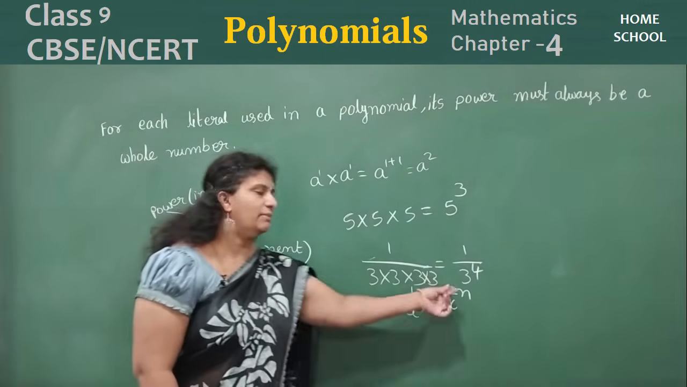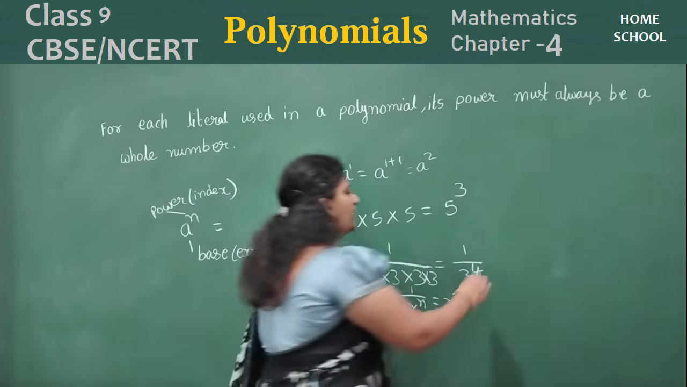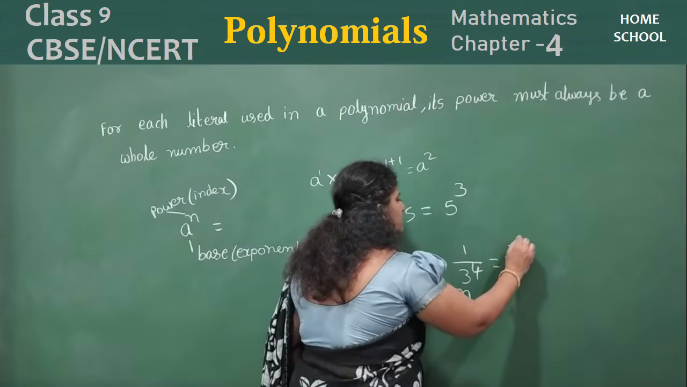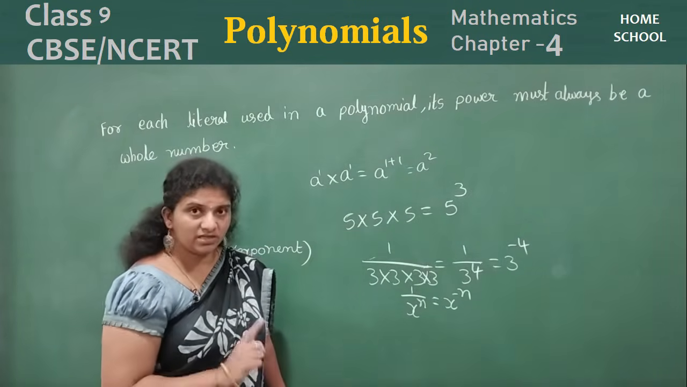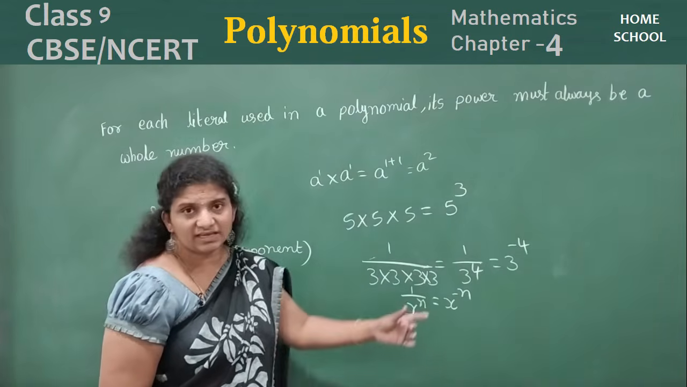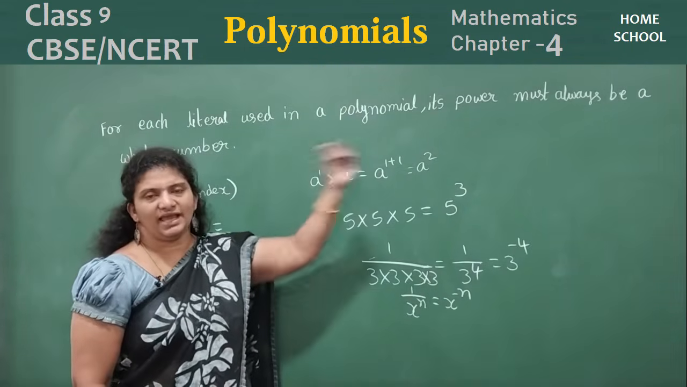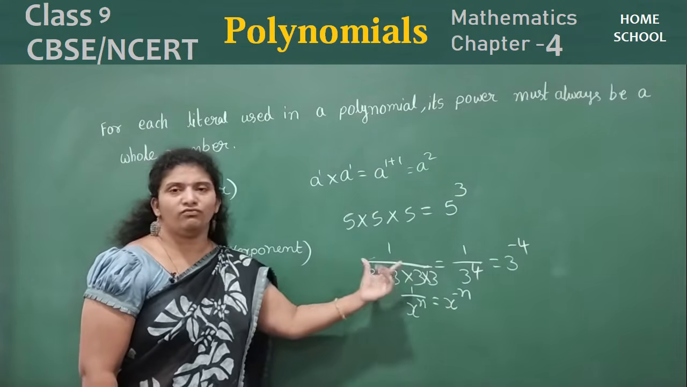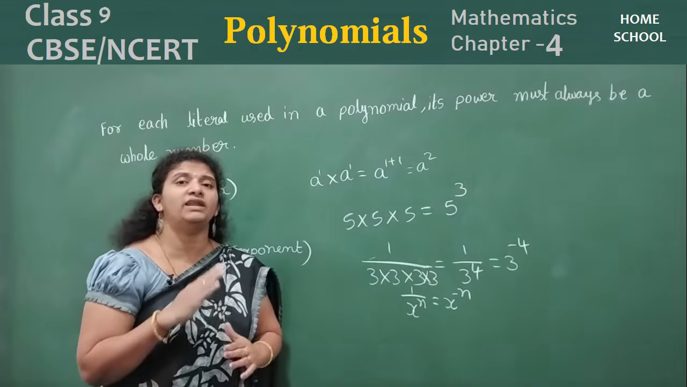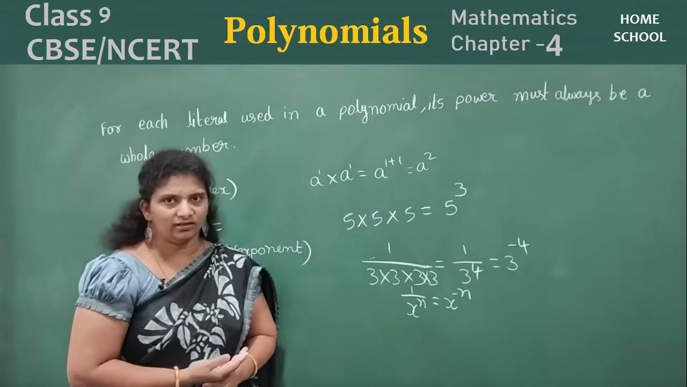Then the power will be negative. Similarly, if you rewrite this, what happens? 3 power minus 4 is your answer. Observe carefully, children, why am I saying this? Look here: if it is multiplied 2 times, it is a square; 3 times, cube; more than that, 4 times, power 4. However many times it is multiplied, that is the power you need to write here.